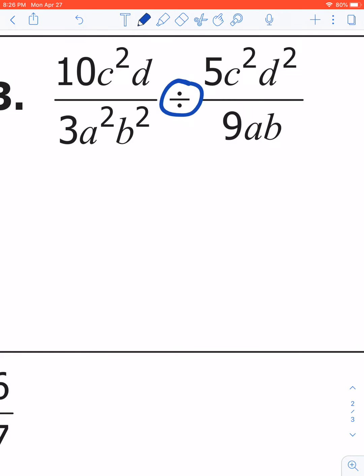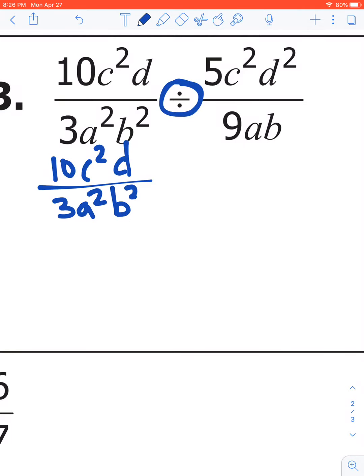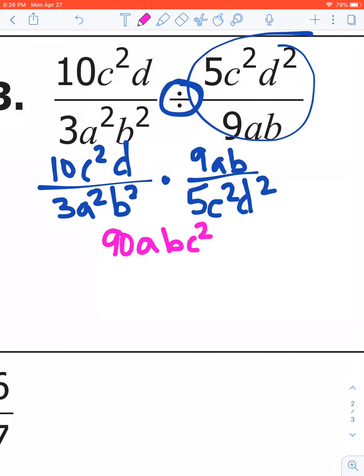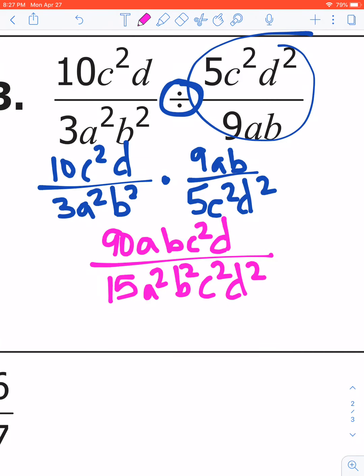Okay, number 3, notice that this is a division. So we are going to keep the first fraction all by itself. And now I am going to flip the fraction that comes after it. And now this is a problem just like we did earlier. I'm going to multiply the numerators together. So that is going to give me a 90 a, b, c squared d all over the denominator, which is going to give me a 15 a squared, b squared, c squared, d squared.